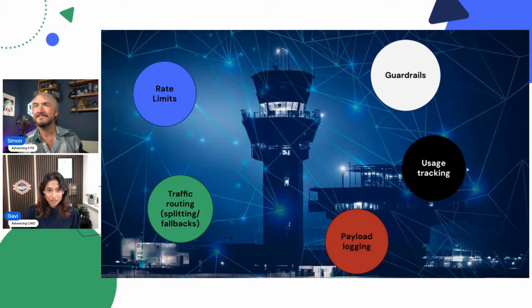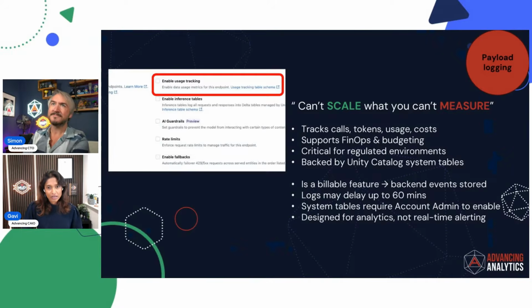All right. So first feature, right? Let's talk about payload logging, enable usage tracking. So when you fire up Mosaic AI Gateway, you see this little UI, right? And you can set everything up using the serving UI that we'll show very, very soon.